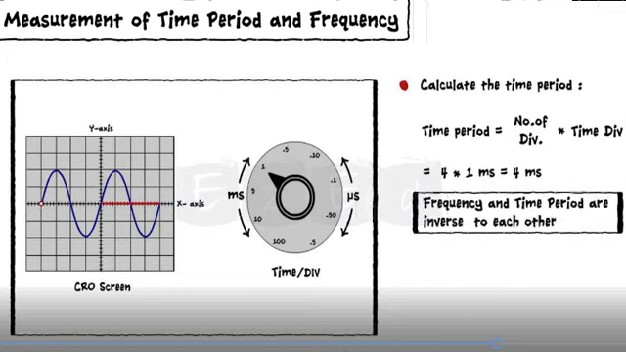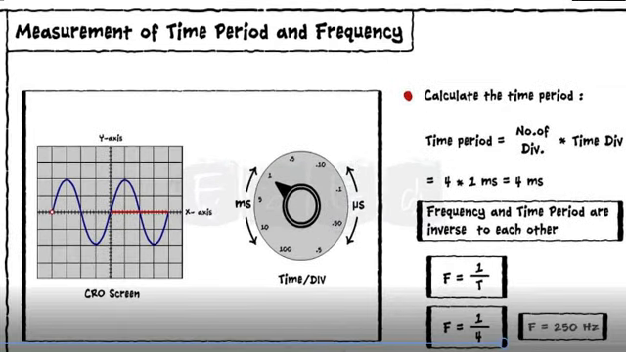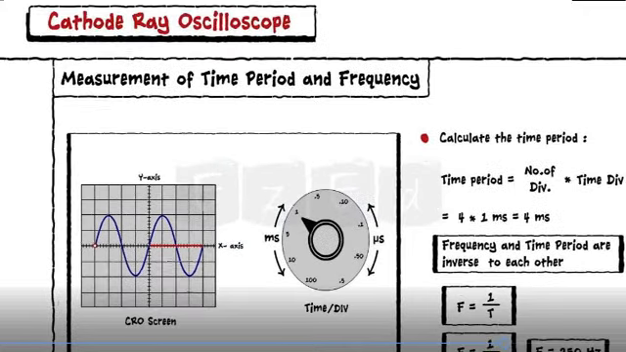Therefore, we can write the formula F is equal to 1 upon T, as T is equal to 4 millisecond. By putting the value of T in the formula, F is equal to 1 upon 4, and that is equal to F is equal to 250 kilohertz.